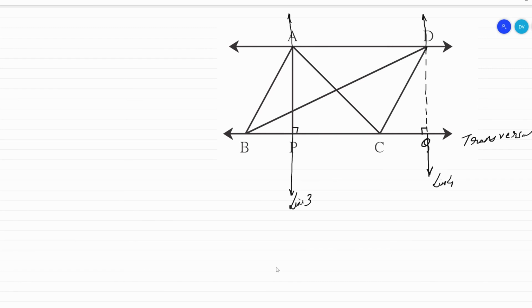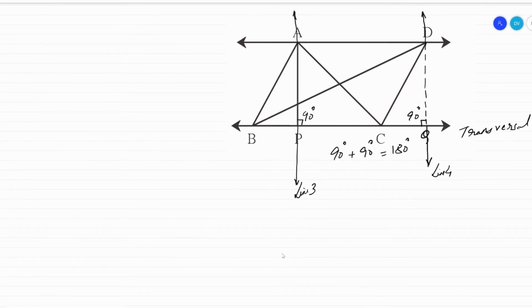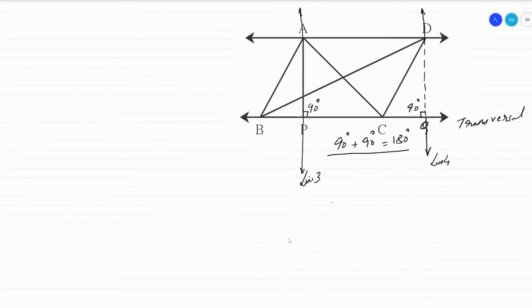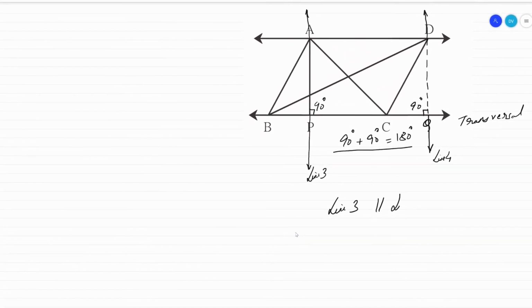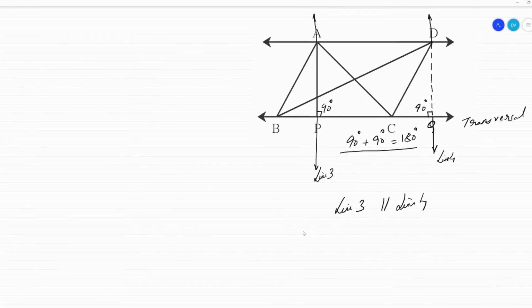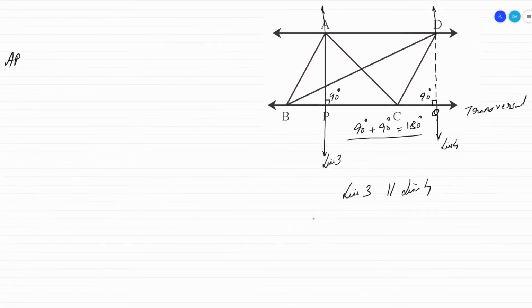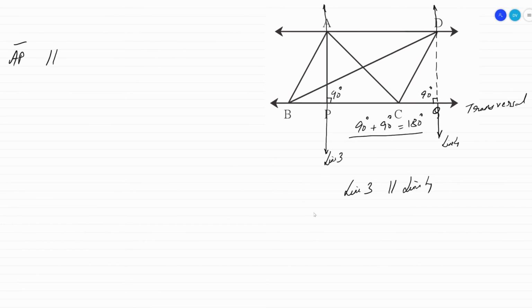Okay, and these are the two interior angles. So the total of these two interior angles is 180 degrees. Now this is the rule: if you have two distinct lines and there is a transversal, and if the sum of the interior angles is 180 degrees, then line 3 is parallel to line 4. That means my segment AP is parallel to segment DQ. Okay, this is the first thing.